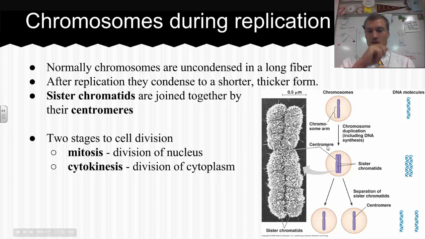And notice that it produces this X shape because there's a little bit of pinching that occurs at the centromere. And what's going on at the centromere is that you've got similar sequences of DNA that help stick to one another, as well as a protein complex. There are two stages of cell division, which are mitosis, which is the division of the nucleus, division of the genetic material, and then cytokinesis, which is the division of the cytoplasm, all the other organelles and things like that.